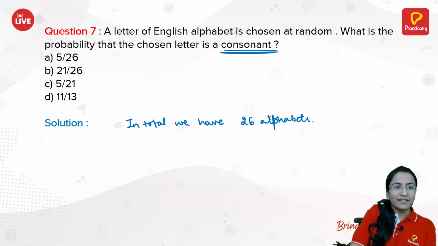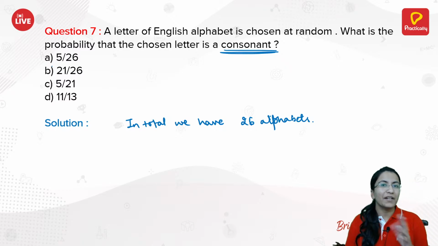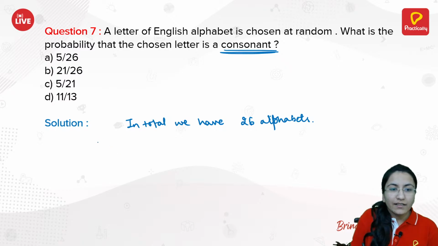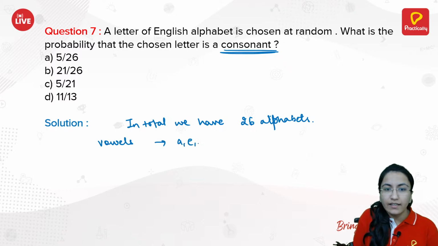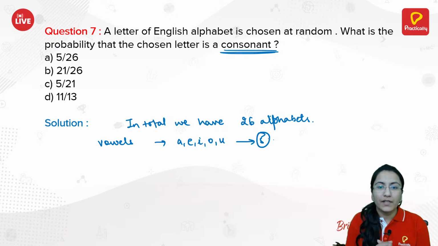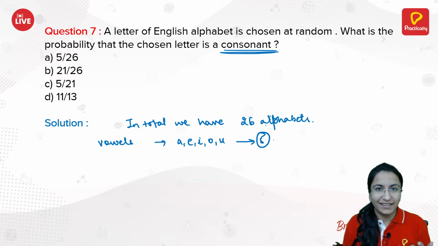Why are you all letting me know that A option is correct? A is saying 5 by 26. We are asking you about consonants, not the vowels. Favorable case would be to choose a consonant, not a vowel. We have vowels as A, E, I, O and U. These are 5. Right. So if they ask you about the favorable case for a vowel, in that case 5 by 26 would be the correct answer.